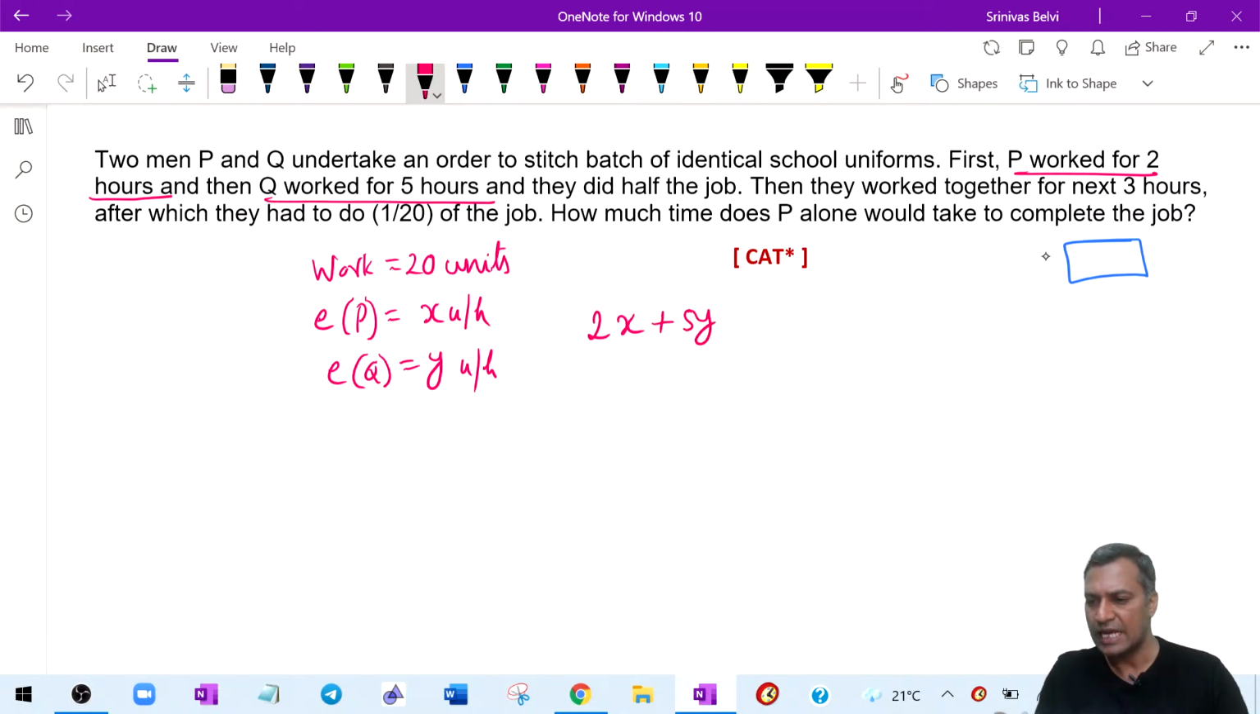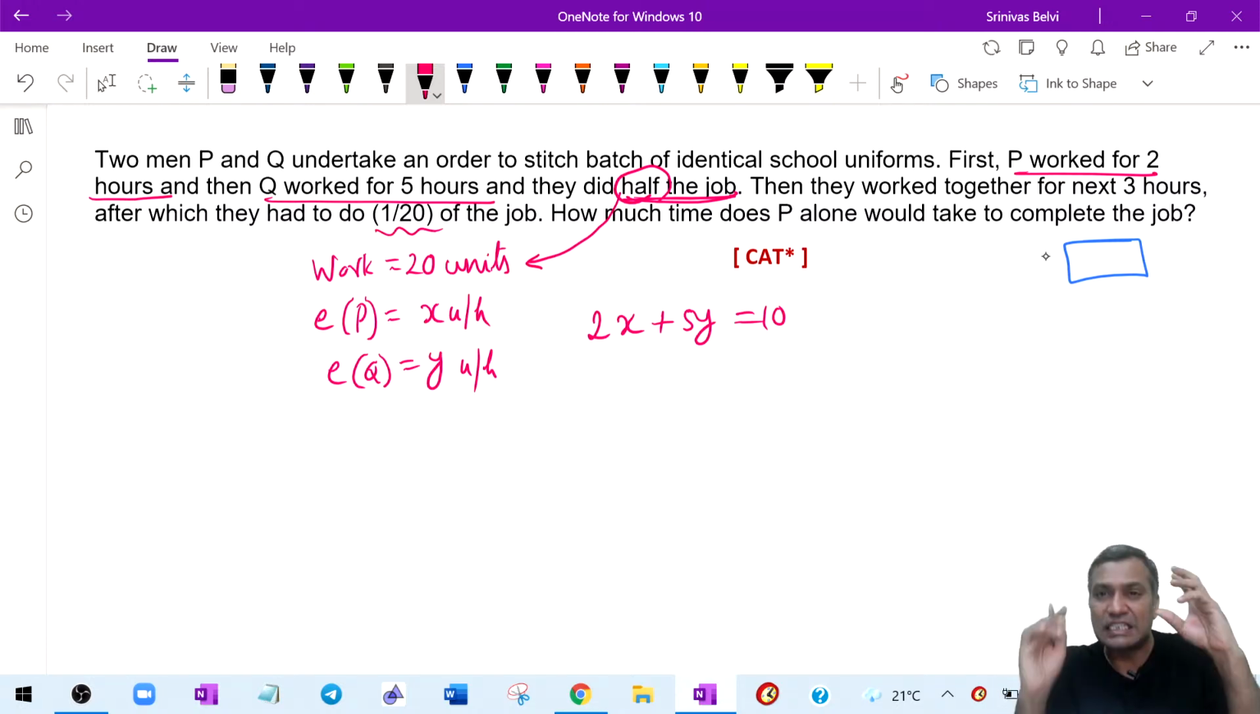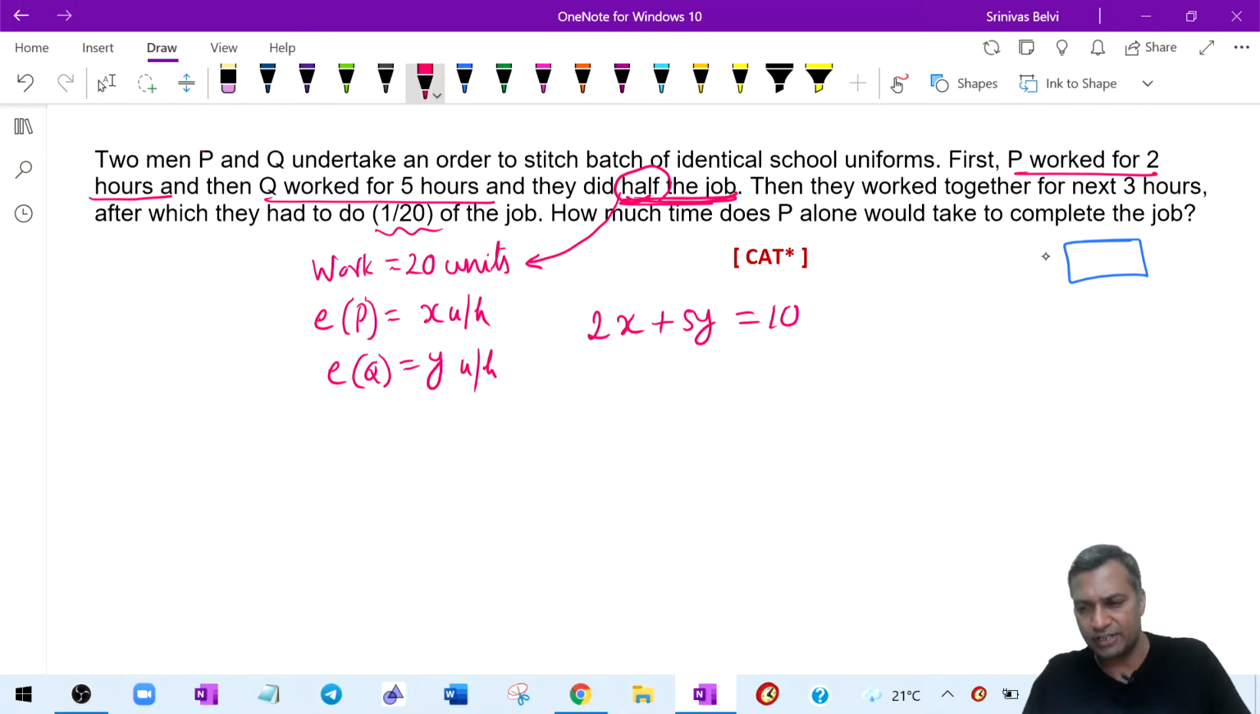Produced 5y units. Did half the job. Half the job means 10 units. Why? Half the job means how much? Half is 10 units. How do you know half is 10 units? Because your work is 20 units. How did you take this work as 20 units? Because there was a fraction 1 by 20. To get that 1 by 20 calculation faster, you took 20. If you took that as 20, then you will say that half the job means 10 units. P worked for 2 days, Q worked for 5 days, and the statement says that they did half the job. Fair enough, it is over.